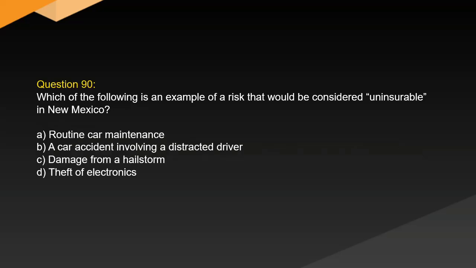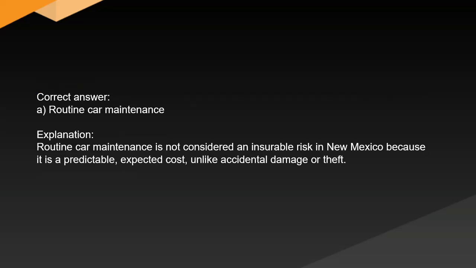Question 90. Which of the following is an example of a risk that would be considered uninsurable in New Mexico? A, routine car maintenance. B, a car accident involving a distracted driver. C, damage from a hailstorm. D, theft of electronics. Correct answer: A, routine car maintenance. Explanation: Routine car maintenance is not considered an insurable risk in New Mexico because it is a predictable, expected cost, unlike accidental damage or theft.